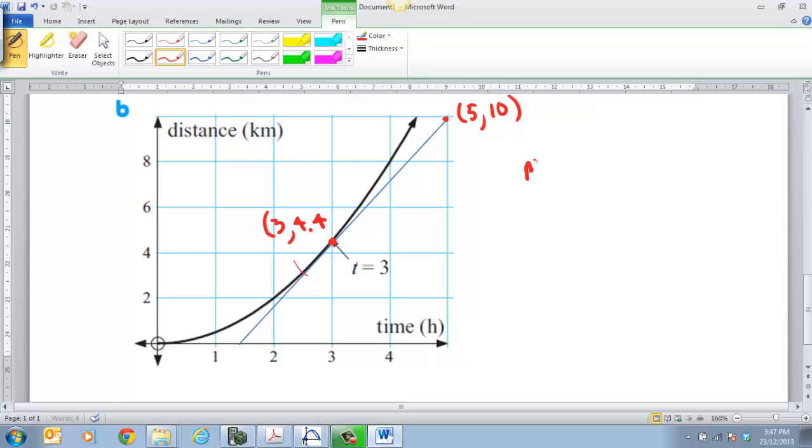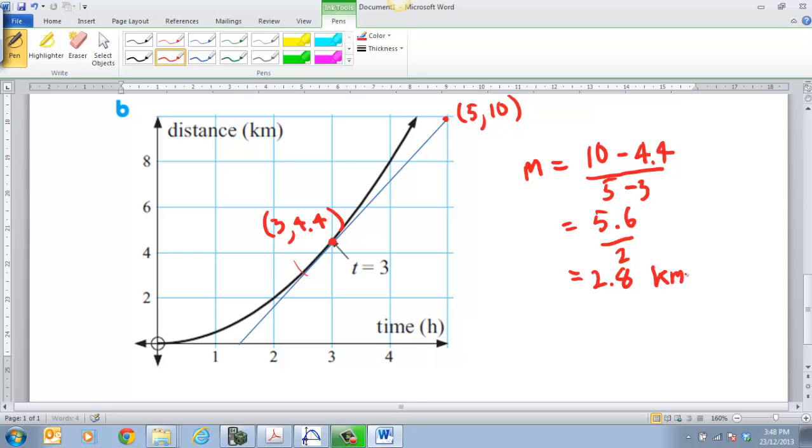So again, finding the slope, that's going to be 10 take 4.4 all over 5 take 3, so that's going to give you 5.6 all over 2, which is equal to 2.8, and then the units are kilometres per hour. Okay, so that gives you a bit of an idea about the sort of things that you're doing there.